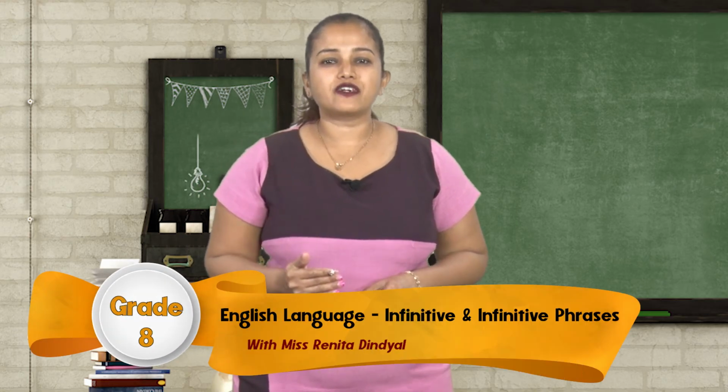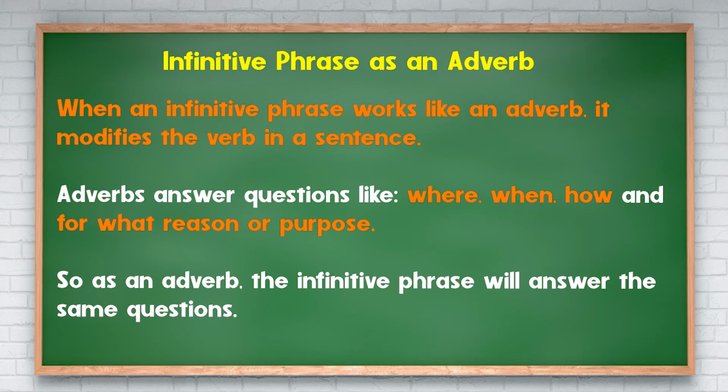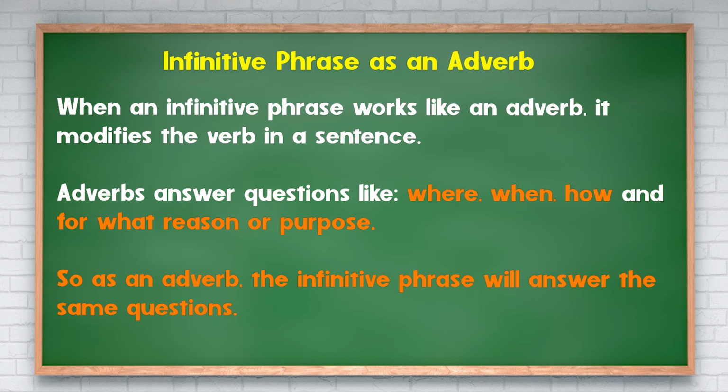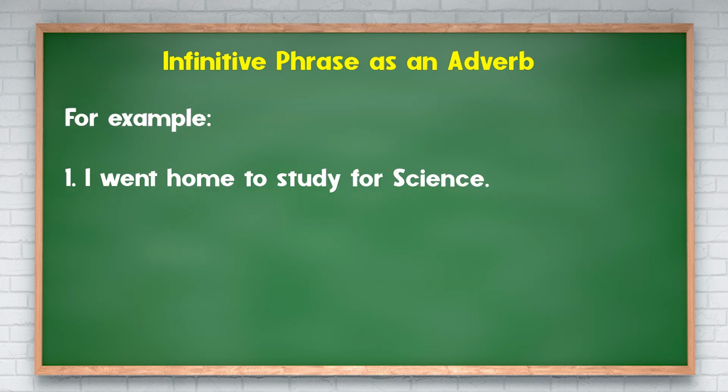Examining the infinitive phrase as an adverb. When an infinitive phrase works like an adverb, it modifies the verb in the sentence. Adverbs answer questions like where, when, how, and for what reason or purpose. So as an adverb, the infinitive phrase will answer the same questions. Where, when, how, and for what purpose. Example, I went home to study for science.